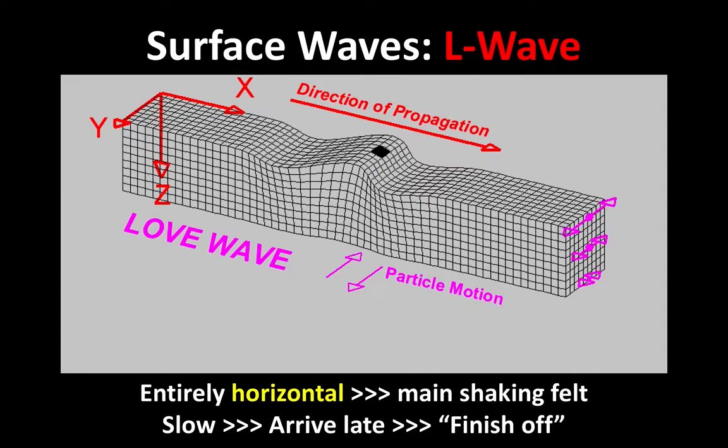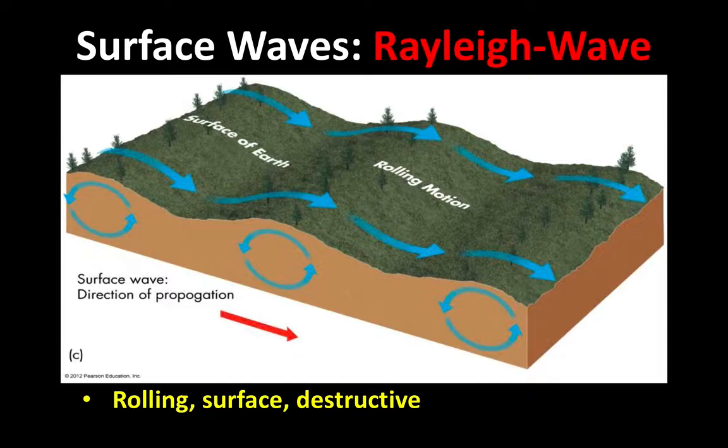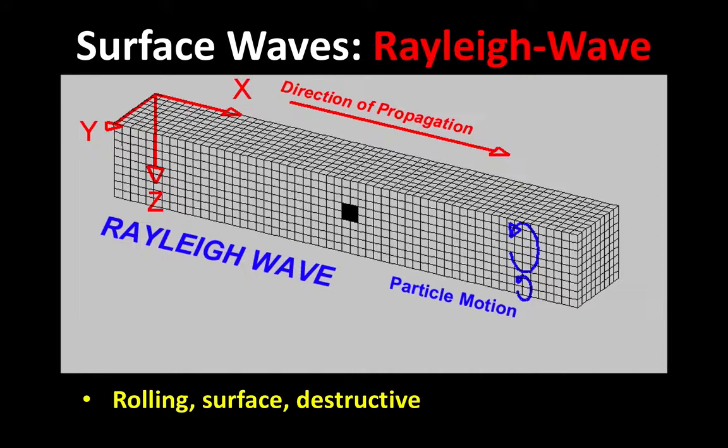And then here is a Rayleigh wave. This is a weird kind of backwards rolling motion that goes along, and this is also one of these really destructive waves. So Rayleigh and Love waves. These are both named after scientists, by the way. Physicists, I believe. So here is the Rayleigh wave being kind of modeled.